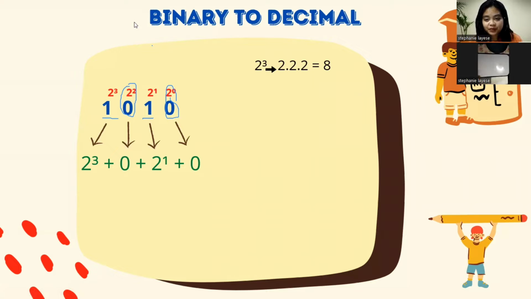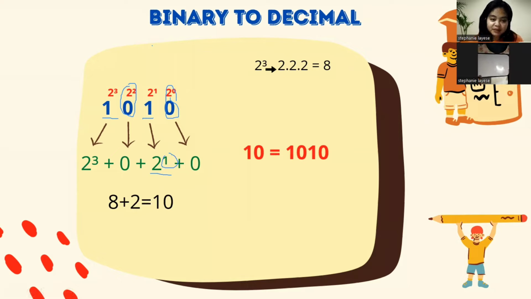And then, because we already have this 2 to the first power, we only have 1. So 2 times 1 equals 2, right? Now, 8 plus 2, we will have 10. So it means that the decimal number 10 have the binary value of 1010. Don't worry, we still have two more examples for you to understand this lesson.